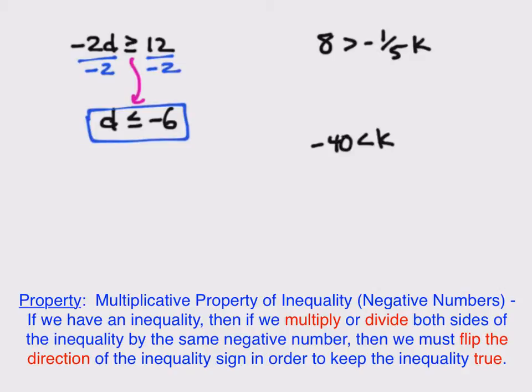Well, how would this work using algebra? If we wanted to isolate this k up here, we would multiply both sides of the inequality by -5. And we would end up with a new inequality with a -40 on the left-hand side, just a k on the right-hand side, but since we multiplied by -5, we would need to flip the direction of the inequality.